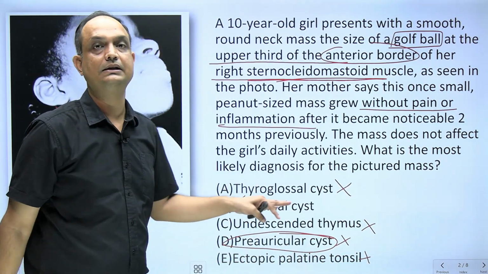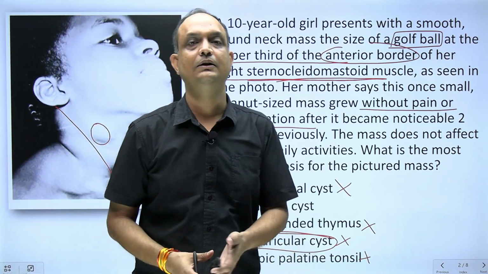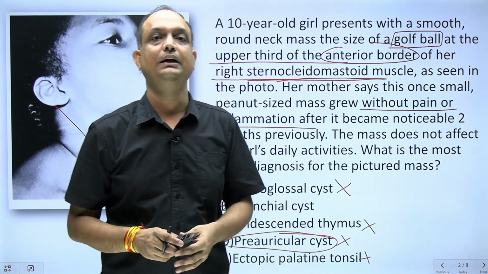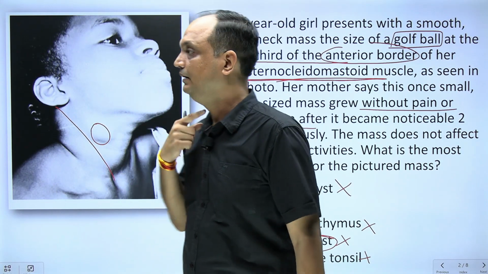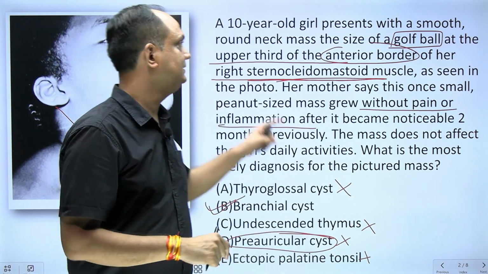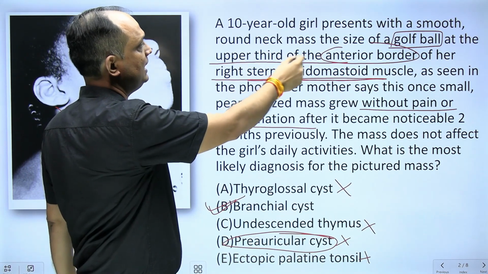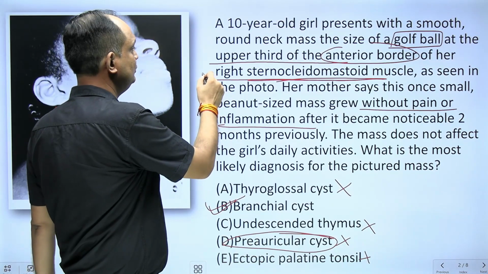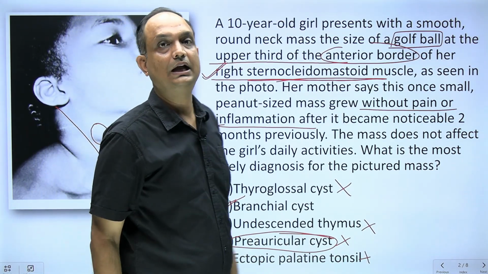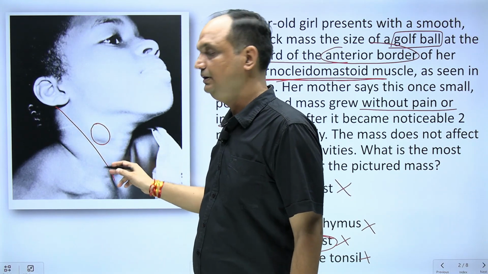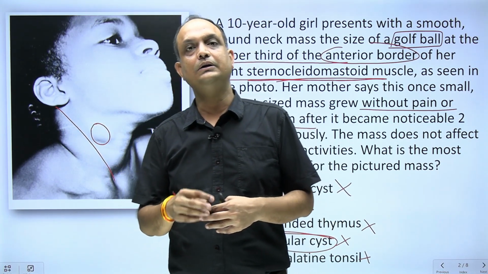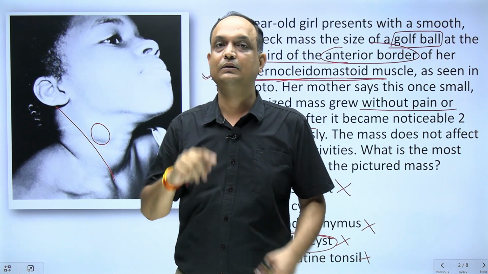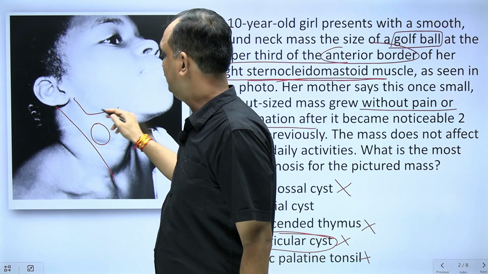Now when you see the branchial cyst, you know that branchial cyst develops as a remnant of the cervical sinus, and the most common site of branchial cyst is below the angle of mandible. So here you can see that there is a mass and this mass is present in the upper part of the neck, and the most common site of the branchial cyst is along the anterior border of sternocleidomastoid. So whenever we are talking about the branchial cyst, they are always present in front of the sternocleidomastoid, and the most common site is near the angle of mandible.